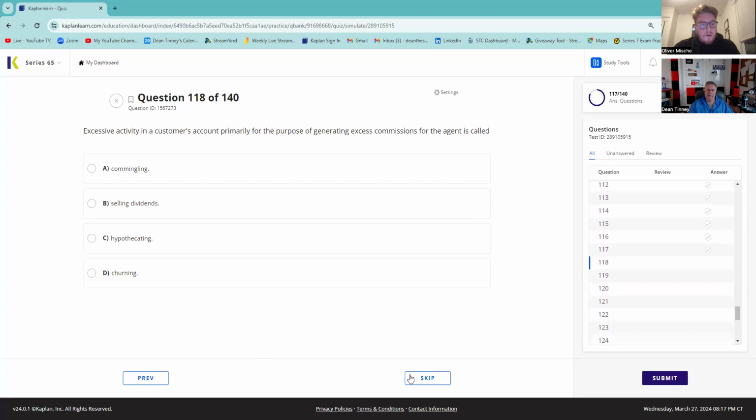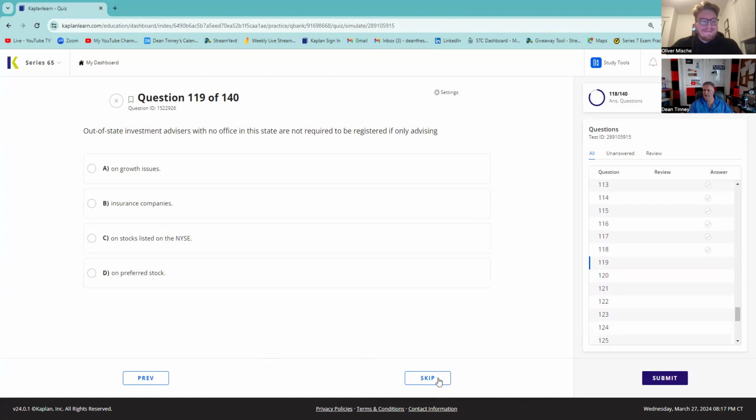Excessive activity in a customer's account, primarily for excess commissions, is called churning. Yeah, not good. I want to do some churning, some front running, sell some dividends, make some breakpoint sales, open some fictitious accounts. Out of state investment advisors with no office in state are not required to be registered if only advising. B. Right on.